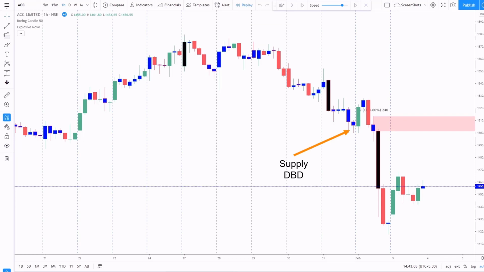On the chart, we have a drop-base-drop supply zone. Let's apply the quality boosters. The zone is fresh, therefore we'll get a score of 3. I have applied the explosive move indicator. All black color candles are explosive candles. Since the leg out is explosive, therefore a score of 2. The number of candles in basing is 1, therefore a score of 2.